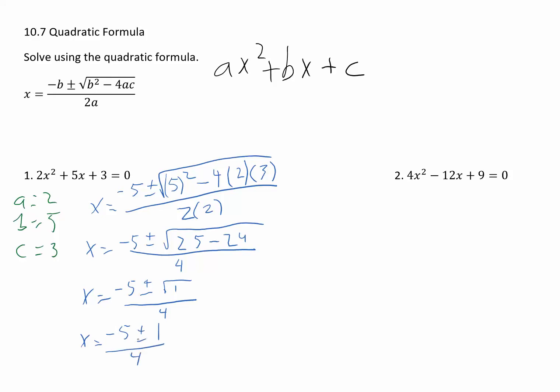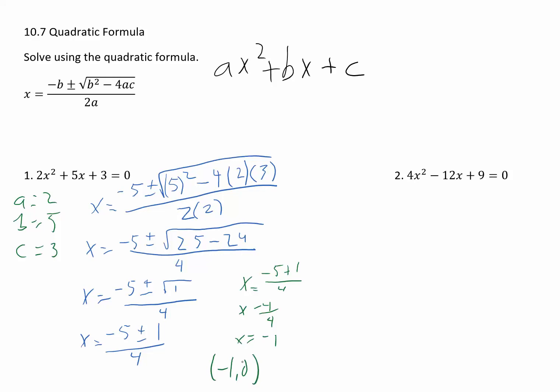All right, so now I have to separate these so I can get my two answers because I have a plus and I have a minus. So over here, I'm going to do x equals negative 5 plus 1 over 4. And negative 5 plus 1, so this is going to give me negative 4 over 4. So x equals negative 1. So that's my first coordinate pair. It would cross at negative 1, 0.